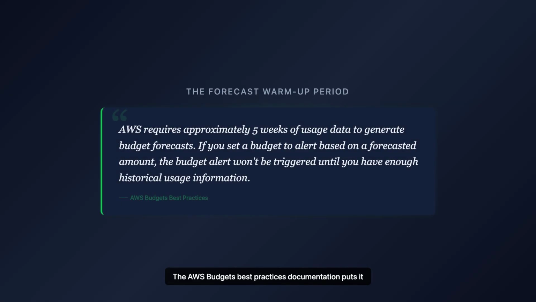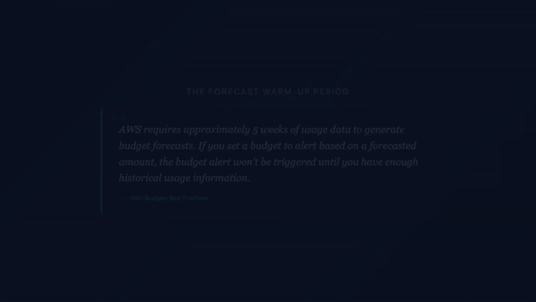The Amazon Web Services Budget's best practices documentation puts it plainly. Amazon Web Services needs roughly 5 weeks of usage data before it can generate a forecast. So if you configure a budget to alert on a forecasted amount, that alert stays quiet until enough history is accumulated. On a brand new account, forecasted spend alerts simply won't fire for the first month or so. Actual spend alerts work immediately. The warm-up period only applies to forecast-based alerting.